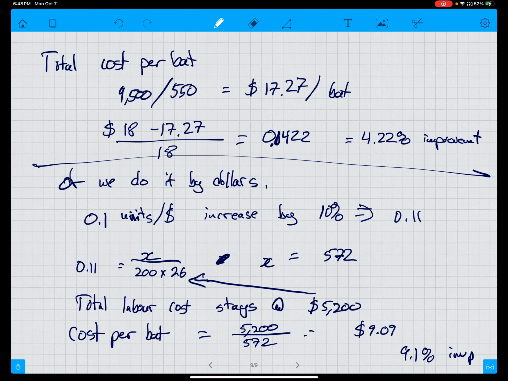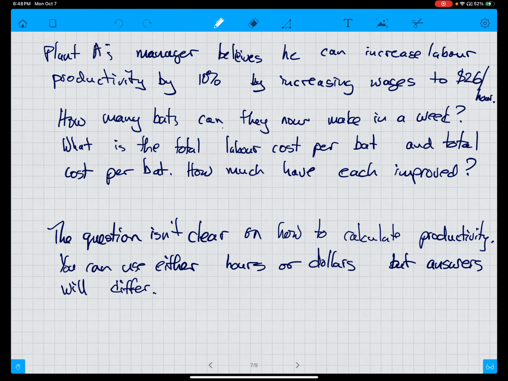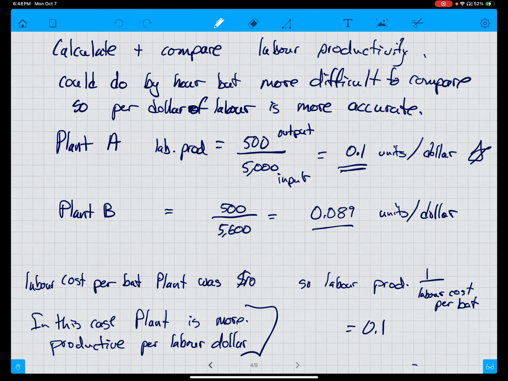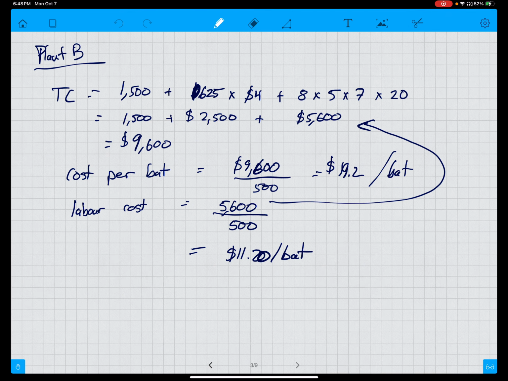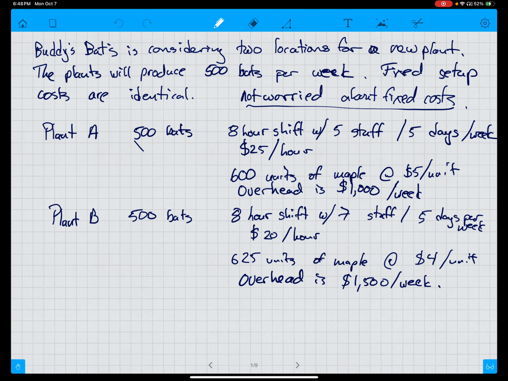So that is very quickly an overview of productivity. Productivity is really just output over input. Think about if you're comparing two different places with different input costs, either labor costs or material costs, you should convert it to dollars. Multi-factor productivity, you need to convert to dollars, and otherwise it is a relatively straightforward process. There you go.